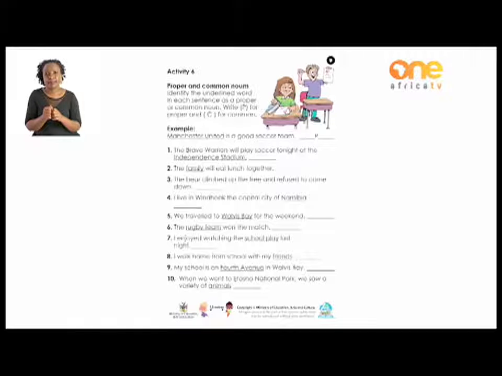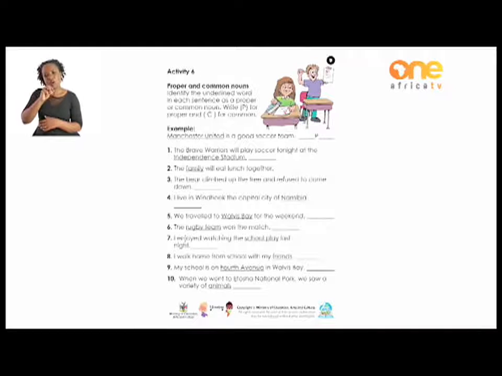Right, are we all on page 9? This is activity 6: Proper and common nouns. Identify the underlined word in each sentence as a proper or common noun. Write P for proper and C for common.